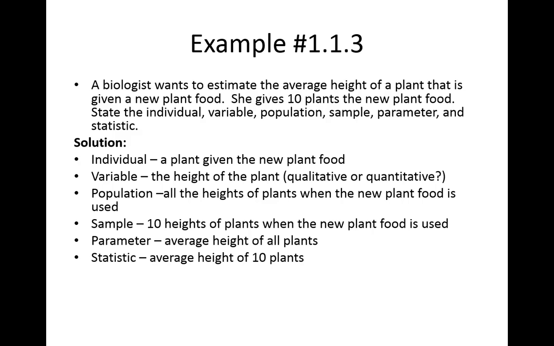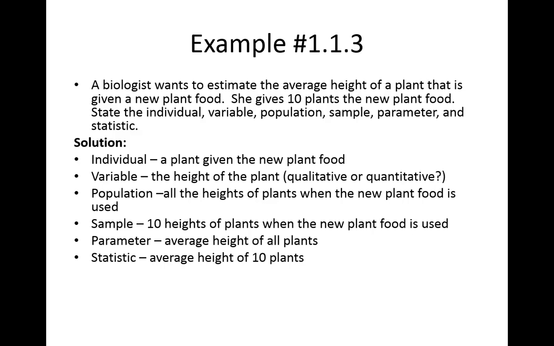So again, that's kind of going backwards: if I have a computation, then what kind of things am I going to be computing with to make this computation? What kinds of data can I have to make this computation? Does it have to be quantitative because it's a type of computation I couldn't do with qualitative, or is this something I could do with either? Those kinds of questions. Again, the individual is a plant given the new plant food.